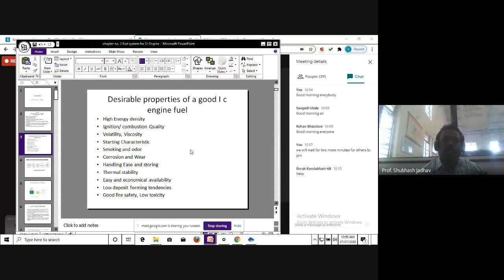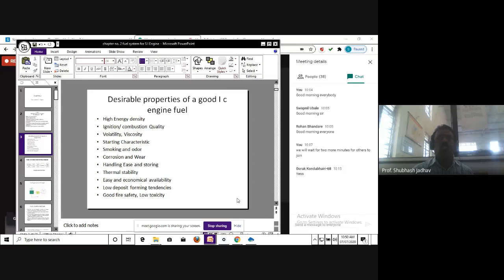Then we have the volatility or viscosity. Now here we are talking of volatility. What is this volatility? Volatility means the tendency to evaporate, because we know that fuel is not burning in the combustion chamber in the form of a liquid. It is burning in the form of a vapor mixture, an air-fuel vapor mixture. That means initially we have to convert the liquid fuel into vapor. That means it has to be vaporized. So the process of vaporization is what is indicated by the term volatility.